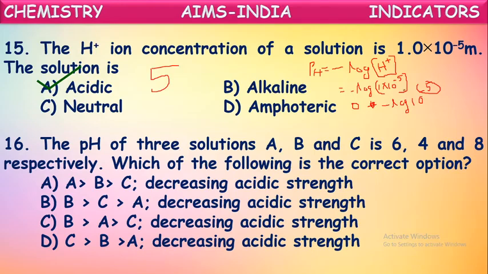Out of these all, which has the least pH value? B, because its pH value is given as 4, whereas for A it is 6 and for C it is 8. So the one with the lowest pH value is B, next A, and least for C. So this is the decreasing order of acidic strength for these solutions A, B, C. In this order, B is greater than A is greater than C. Where is it? Yes, in the third option. This is the correct one.